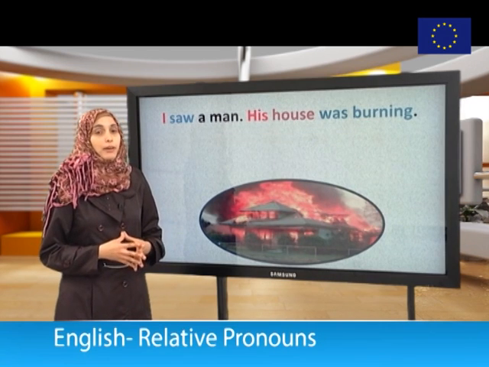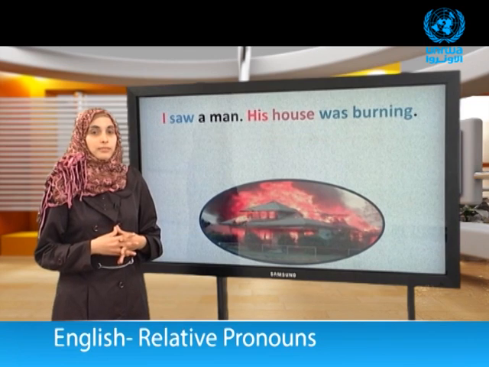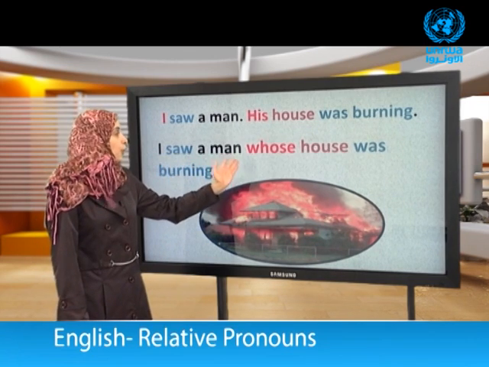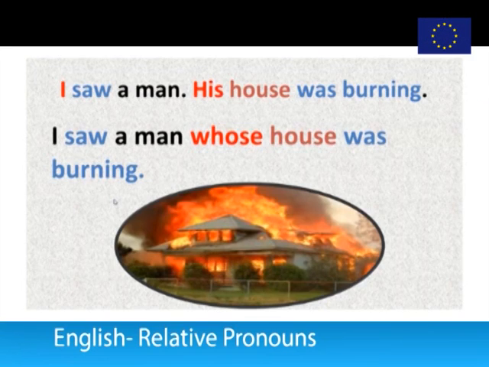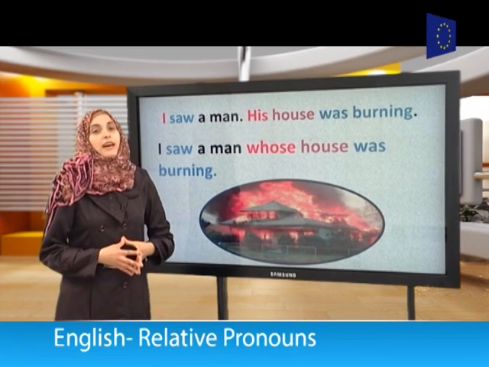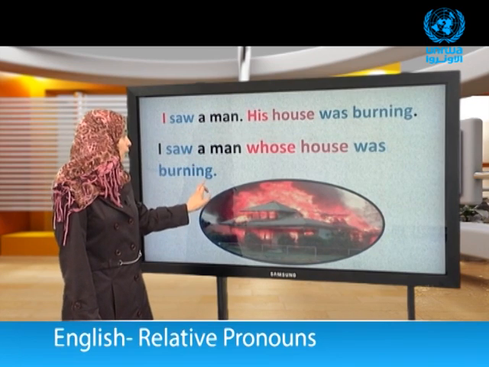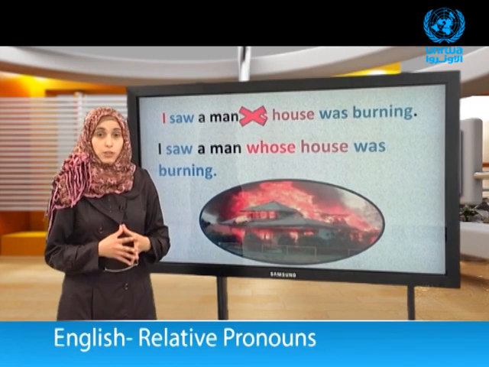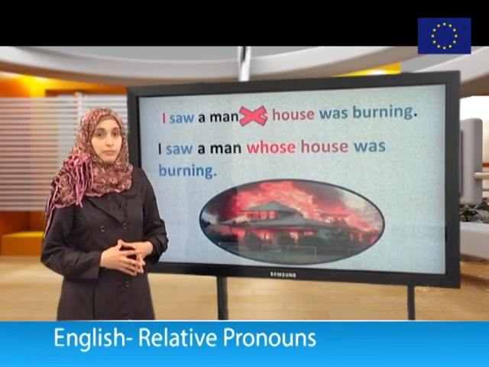Here I'm talking about possession. How could I join two sentences? Let's see. I saw a man whose house was burning. Look what we have done here. The first sentence, I saw a man. We deleted the full stop and the possessive adjective, since we are talking about possession.